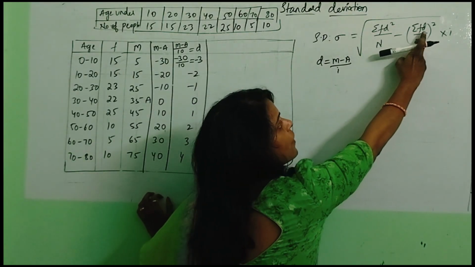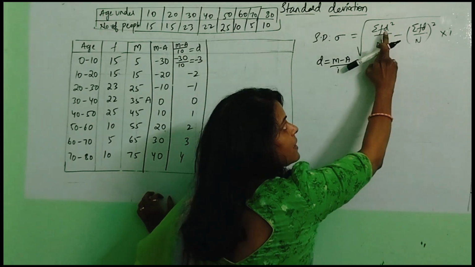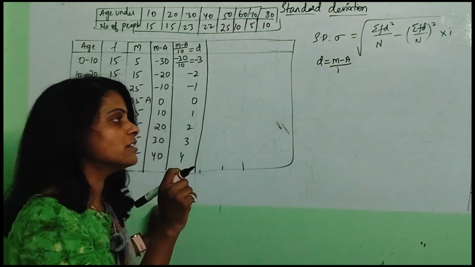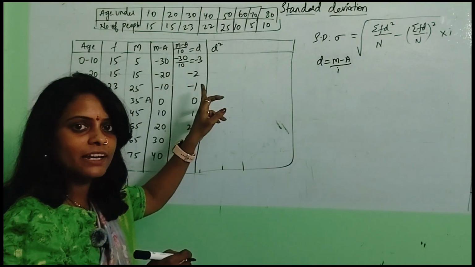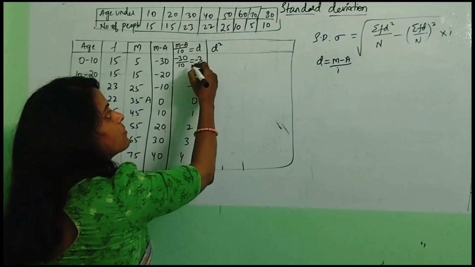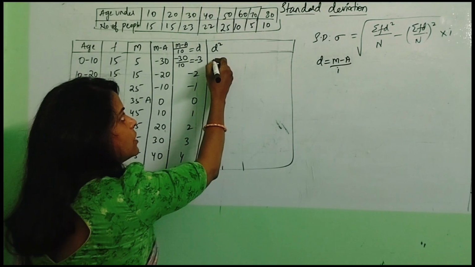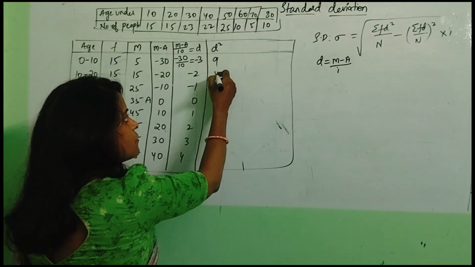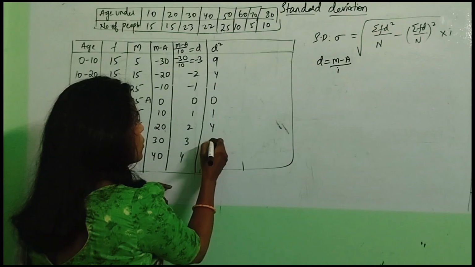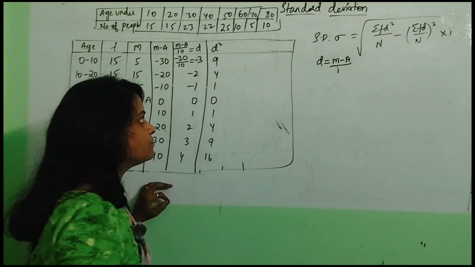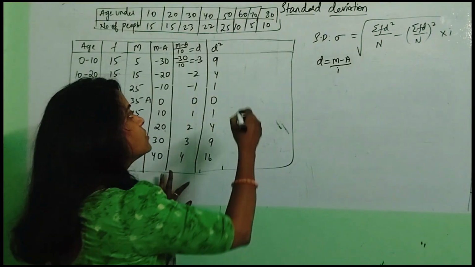Okay. So we need to find out FD and FD square. Let us first find out d square, which will be easy for us to calculate. So 3 square, minus 3 square, so it will become 9. Next 4, next 1, 0, 1, 4, 9, 16. So we have the d square values also.